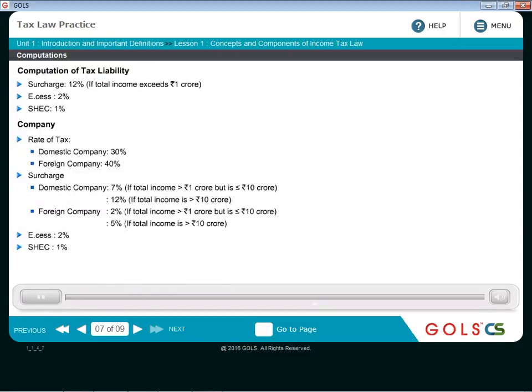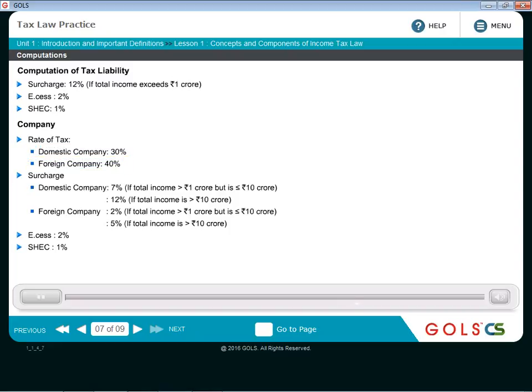Next is computation of tax liability for a company. As far as a company is concerned, the tax liability is bifurcated based on the category of company. The basic rate of tax for a domestic company, or you can say Indian company, is 30%, and the tax rate for a foreign company is 40%.